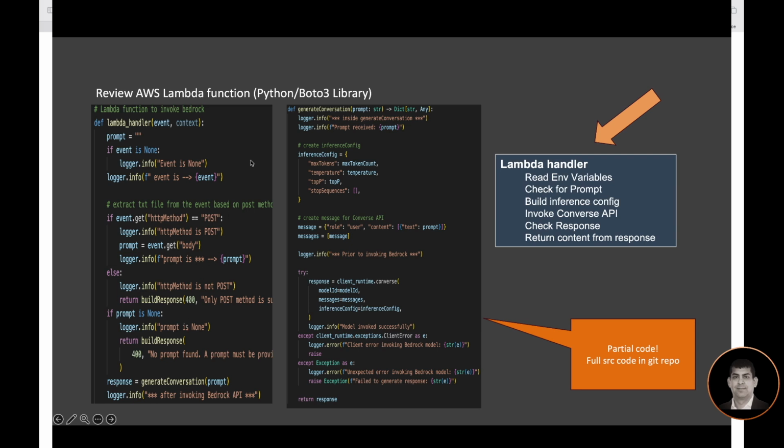And then of course I have the code here, which is consuming the inference parameters and invoking the Bedrock API and passing the prompt that I'm providing. And then once I get the response back, then I'm returning the response.